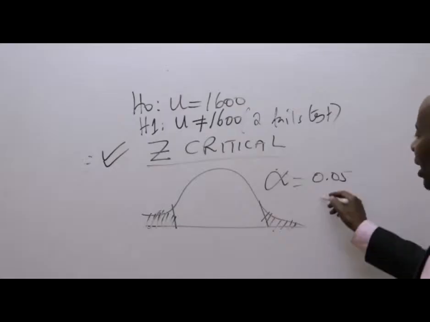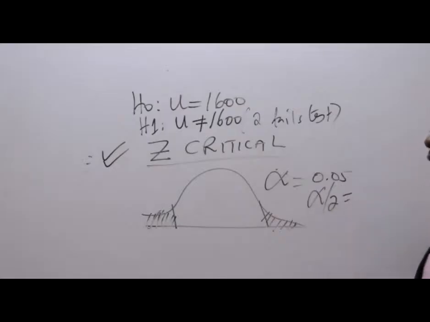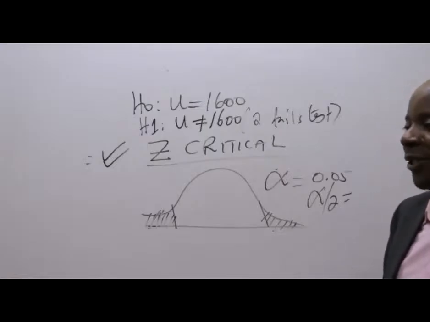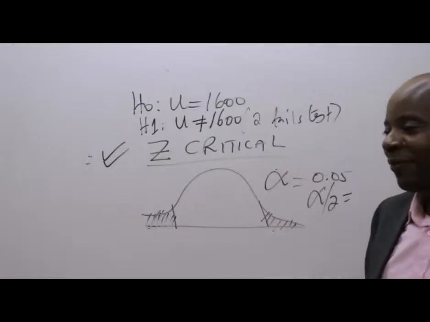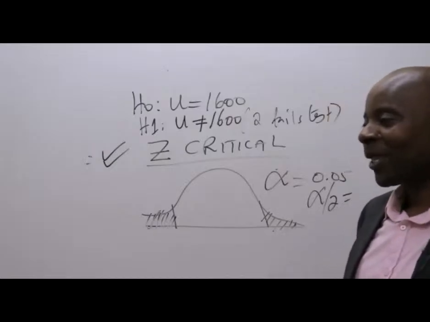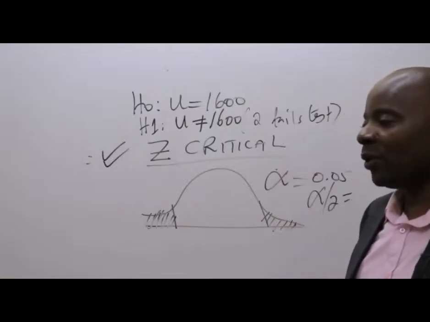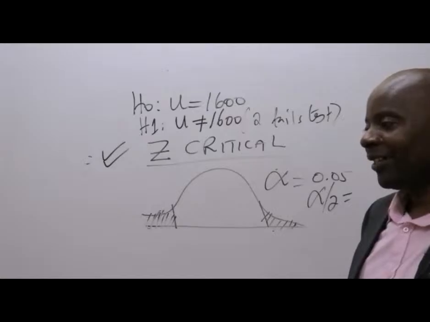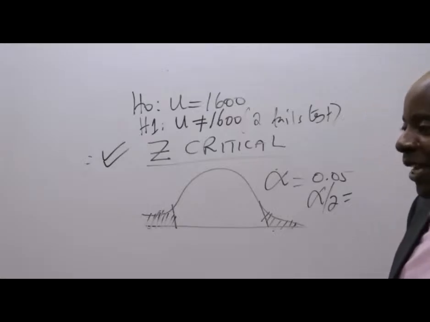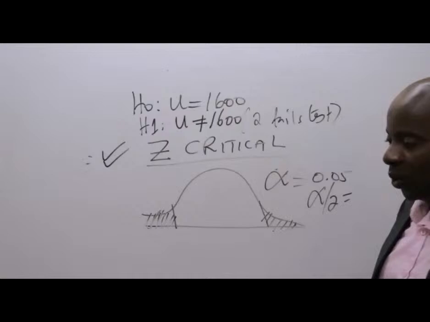So come and take there alpha over 2. So alpha over 2, what is 0.05 divided by 2? That one will give me what figure, my grade students? 0.05 divided by 2. I'm not getting your figures.